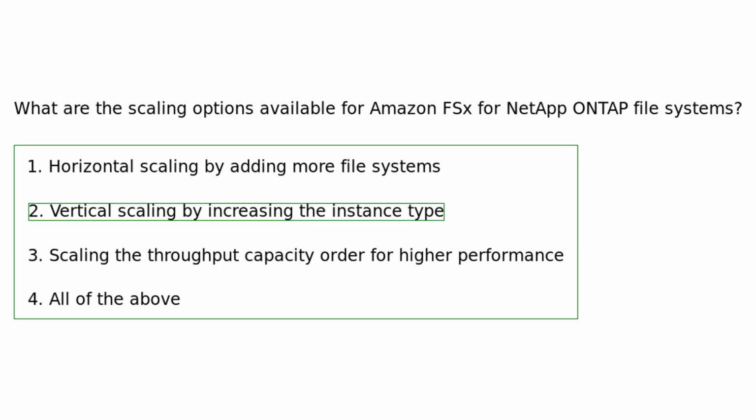Amazon FSx for NetApp ONTAP offers multiple scaling options: vertical scaling by upgrading the instance type for increased IOPS, horizontal scaling by creating additional file systems, and scaling the throughput capacity to adjust performance.